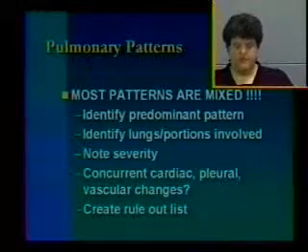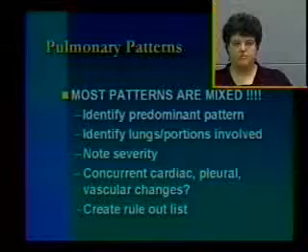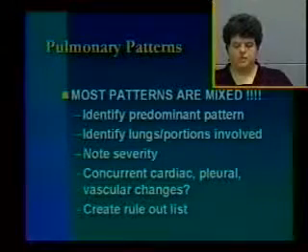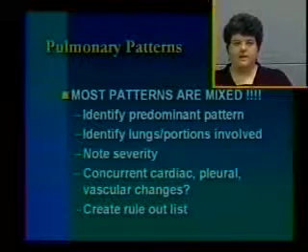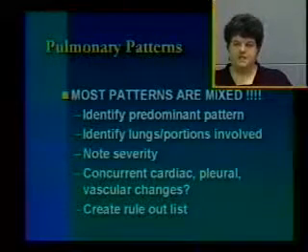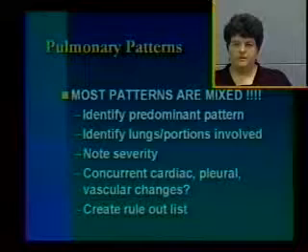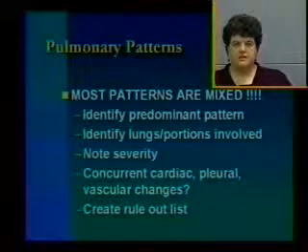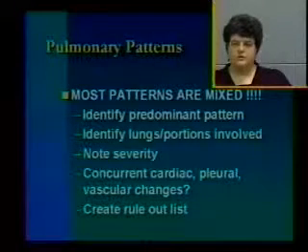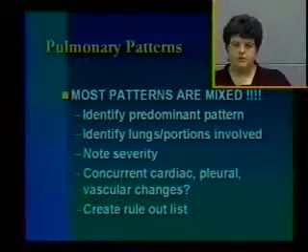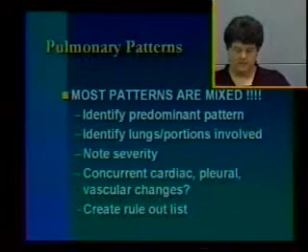We also need to be sure that we look at the concurrent cardiac and pleural changes that may help us to identify what's causing the underlying pattern, and then also remember that the vascular changes may help us to identify what the nature of the cardiac disease is. And once we've done all this, then we can create a rule-out list using our DAMNIT scheme in order to come up with the most likely cause of what we're seeing.